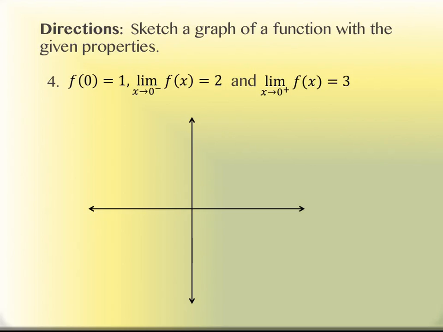So I want you to take just a minute and see if you can figure out what this is telling you to do. If you can't, it's okay. I'm going to show you an example of how it could look. But I want you to think through the information. They tell you f of 0 is 1. They tell you the limit from the left is 2 and the limit from the right is 3. So draw a picture in pencil, hopefully, in case you do make a mistake, of how that might look.